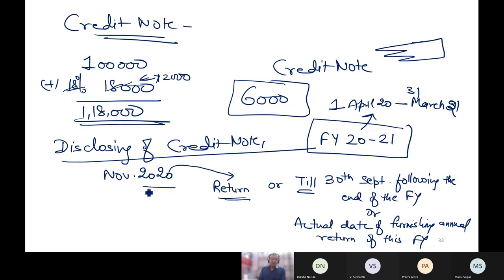That means if in November 20 I have issued a credit note, either I should disclose it in the November 2020 return when I file, or maximum show it till when? Till 30th September 2021. And for example, let me assume that I have filed the return on 16th September itself. So which is earlier, 30th or 16th? 16th September. So I have to show this credit note maximum by this date, 16th.